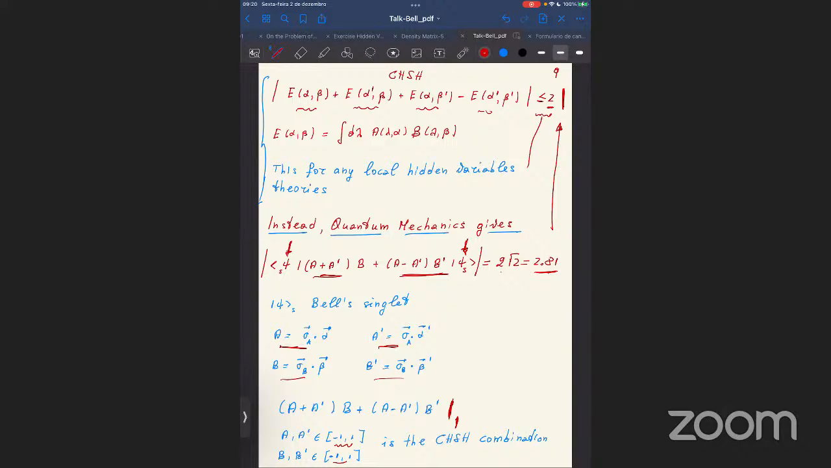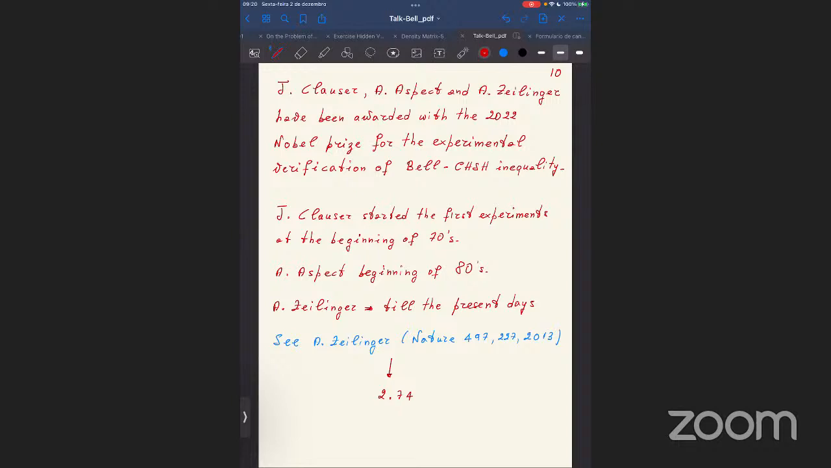And as you know very well, John Clauser, Alain Aspect, and Anton Zeilinger have been awarded the Nobel Prize this year for the experimental verification of the violation of the Bell inequalities. John Clauser started the first experiment at the end of the 70s. Alain Aspect refined the experiments by John Clauser at the end of the 80s. And Anton Zeilinger is working on this to the present day.